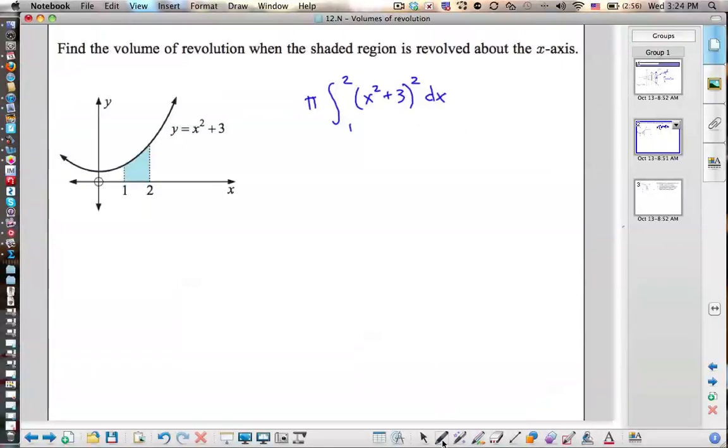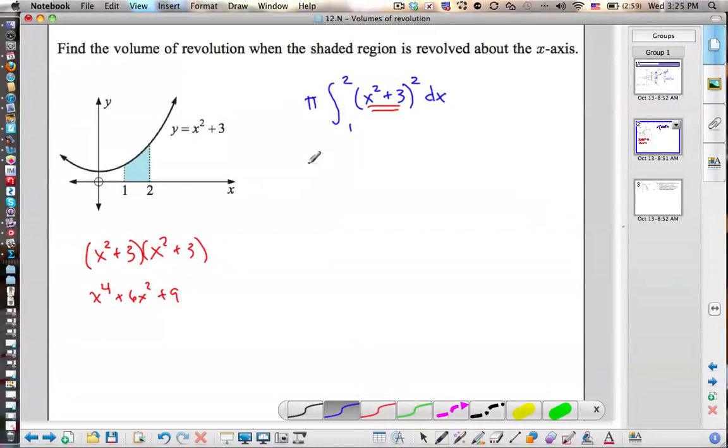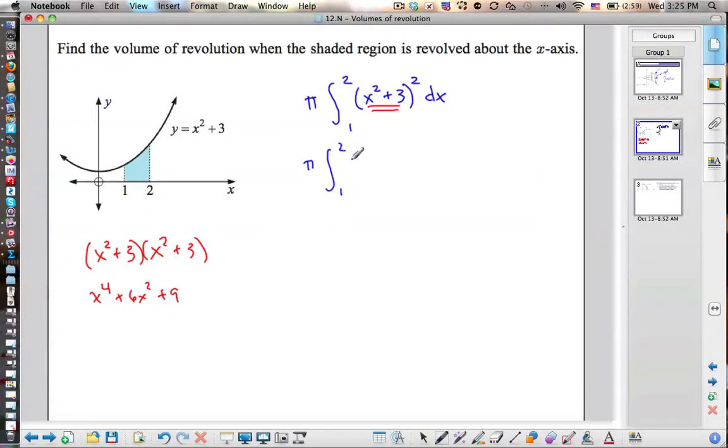I know what some of you are thinking. You're going to want to say one-third x squared plus 3 cubed. Well, that ain't it. Here's a little tip: if this is ever anything but a linear piece, like an mx plus b, it's not what I just said. So we'll expand x squared plus 3 times x squared plus 3: x to the 4th plus 3x squared plus 3x squared is 6x squared, plus 9. This will be a much easier integral to take. Pi, integral from 1 to 2 of x to the 4th plus 6x squared plus 9 dx.